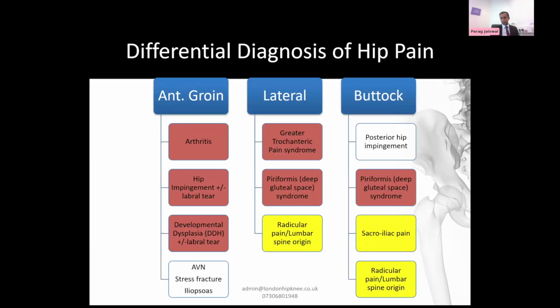I've used this slide before in my hip talk, and I think it's a really good slide that I've made. Basically, it determines your differential diagnosis based on the location of your hip pain. And 80% of hip pain is actually felt in the anterior groin, right in the front of the groin area. The most common pathologies are arthritis, or FAI, femoroacetabular impingement, with or without a labral tear, and also developmental dysplasia of the hip, which is a spectrum. And these quite often are quiescent. They don't really cause any symptoms until the labrum gets torn.